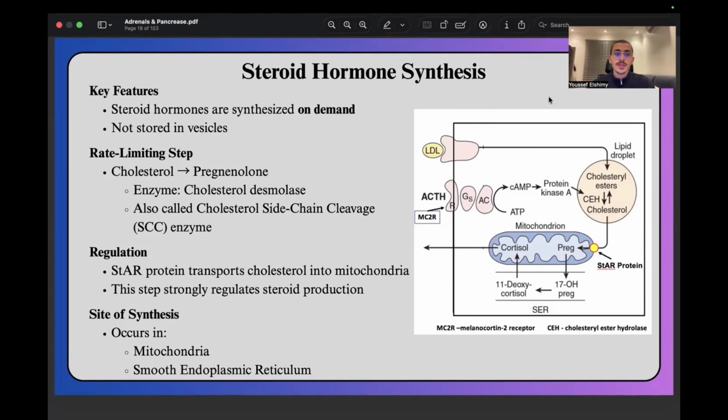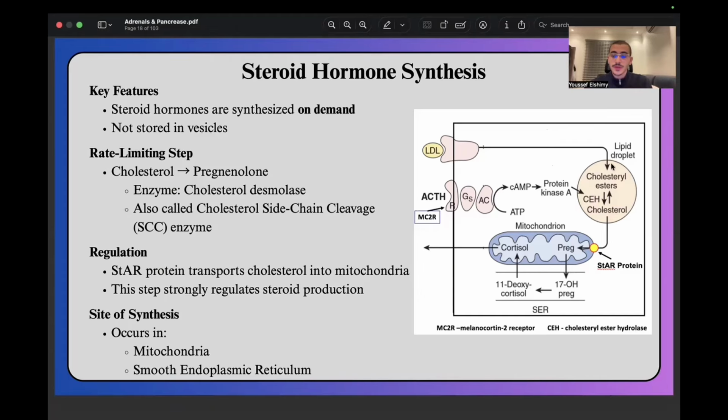One thing to notice is that steroid hormones are synthesized on demand. So whenever the body wants, for example, glucocorticoids, it acts to produce glucocorticoids. Or whenever the body needs mineralocorticoids, it produces them just whenever it needs. It does not continuously produce these hormones. These hormones are also not stored in vesicles, so you cannot store these hormones. It's basically synthesized based on demand. Okay. So how are these hormones produced?